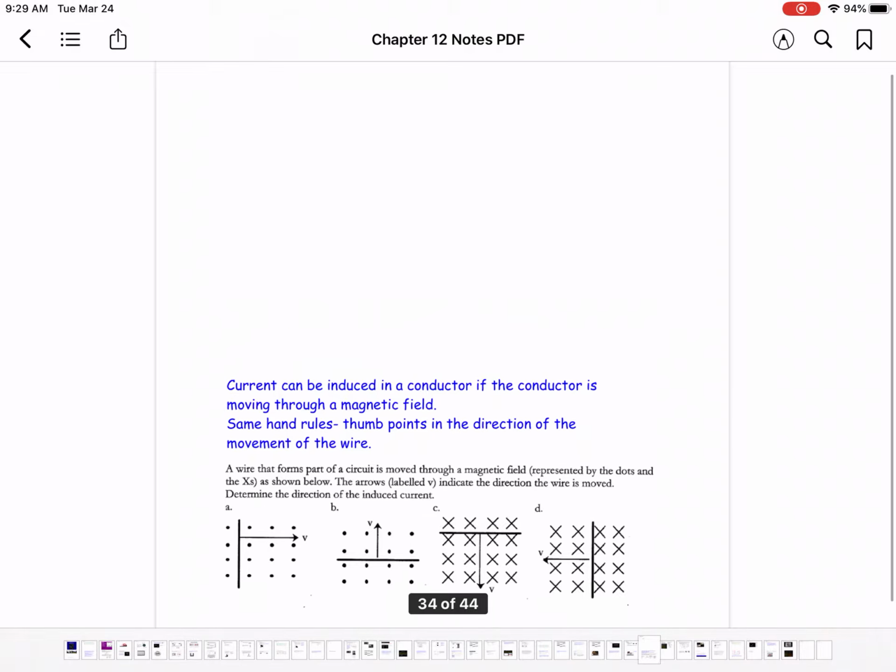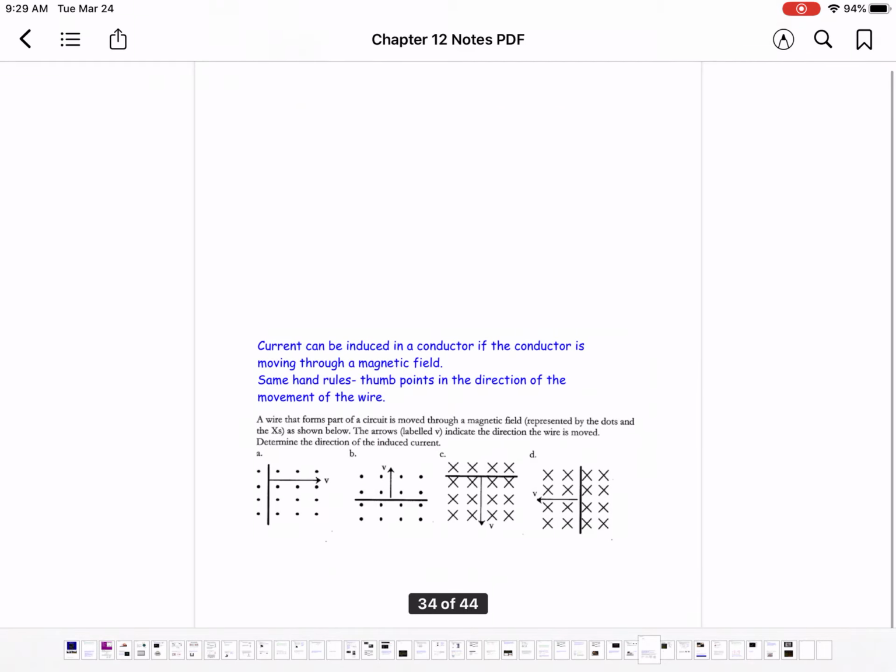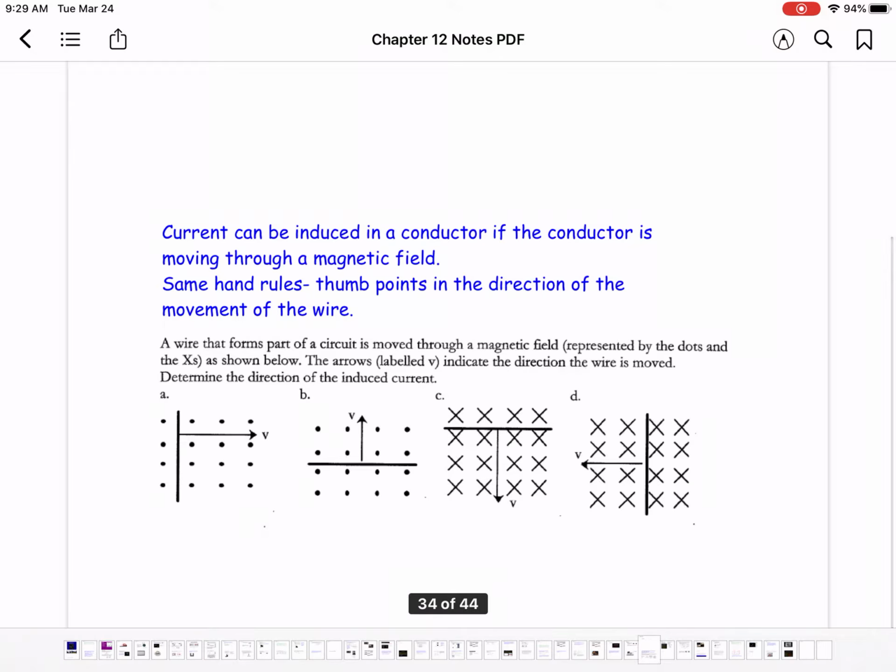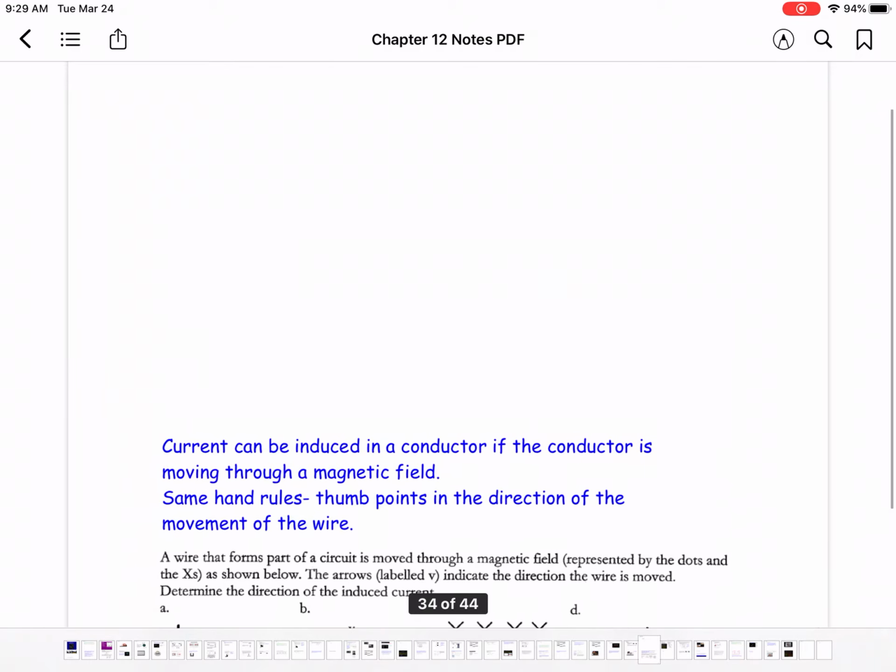So we're going to get into, at the bottom of this page here, current can be induced in a conductor if the conductor is moving through a magnetic field. Same hand rules apply: thumb points in the direction of the movement of the wire.